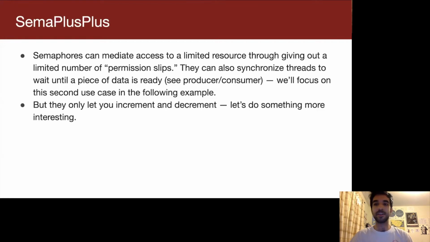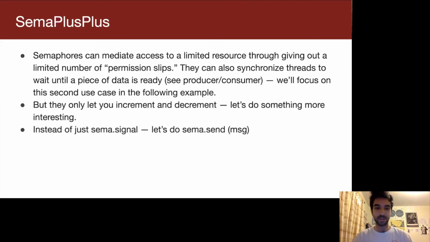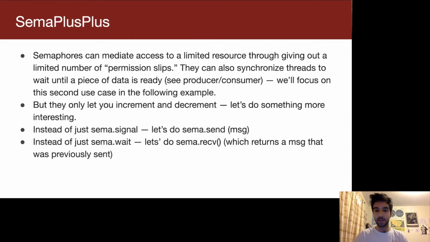But semaphores are not that powerful. They just let you increment and decrement. That's not super exciting. Let's do something a little bit more interesting. Let's make a sema plus plus, right? So instead of just sema signal, let's do a sema.send. Instead of just saying, I want you to increment a counter, let's say, I want to send you a message. I want to put something in your queue of messages to read. And instead of sema.wait, let's do a sema.receive, which will just return something that was in that queue of messages.